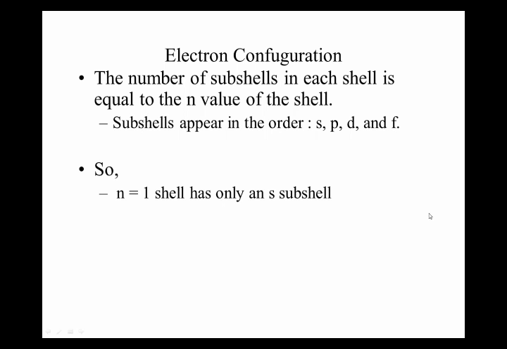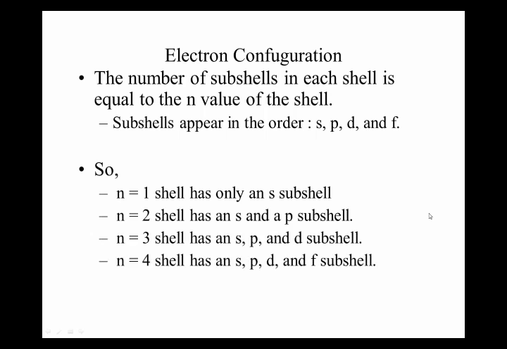So n equals 1 only has one single s subshell. n equals 2 has an s and a p. n equals 3 has s, p, and d. n equals 4 has s, p, d, and f. And I'm not going to talk about any more. You will see why I don't need to go any farther later. I'm not going to really need to go beyond f.